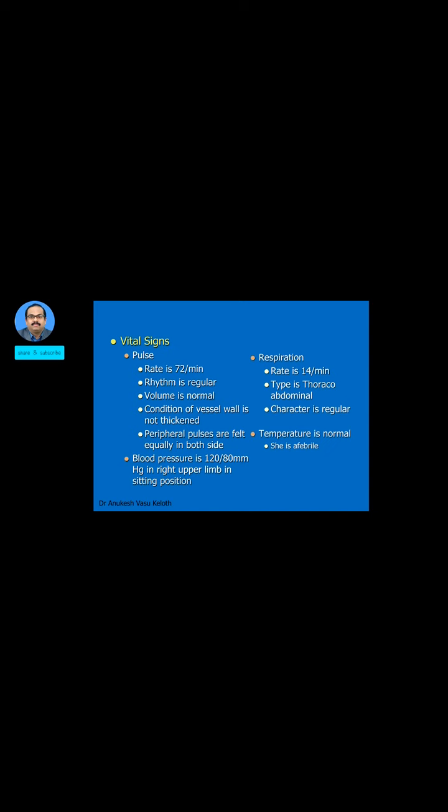Vitals, pulse rate is 72 per minute, rhythm is regular, volume is normal, condition of vessel wall is not thickened, peripheral pulses are felt equally on both sides. Blood pressure is 120/80 mm mercury in right upper limb in sitting position. Respiratory rate is 14 per minute, thoracoabdominal type and character is regular. Temperature is normal, she is afebrile.